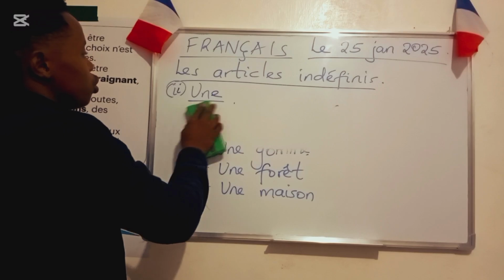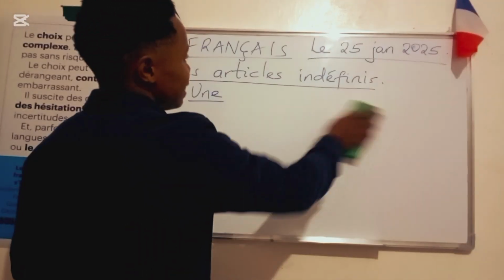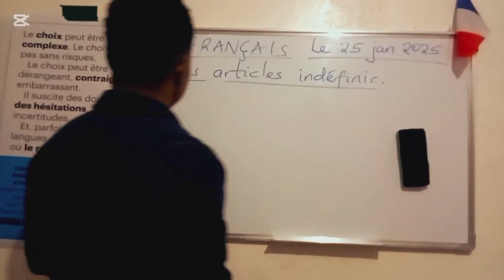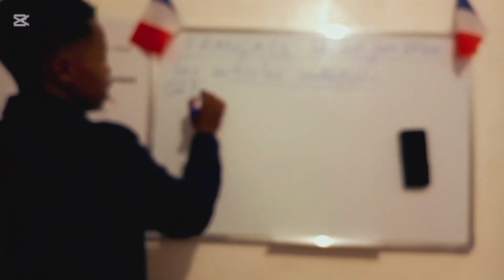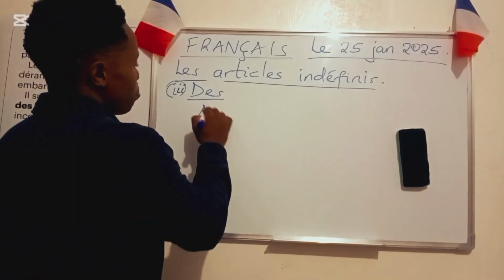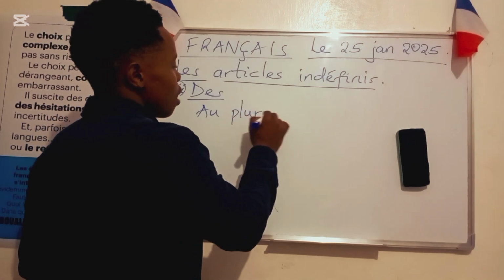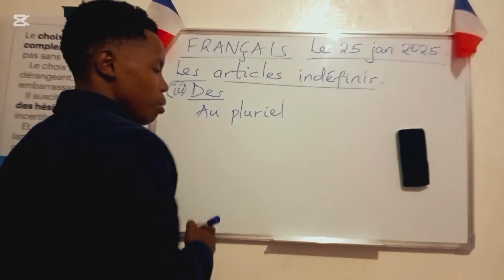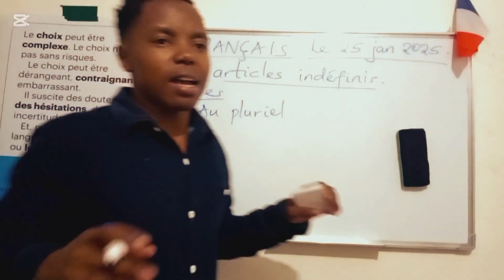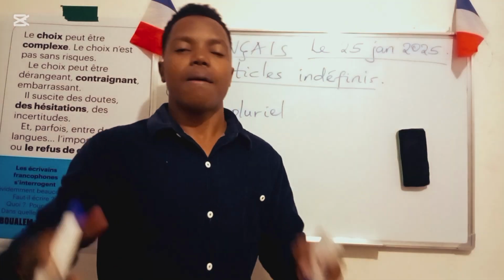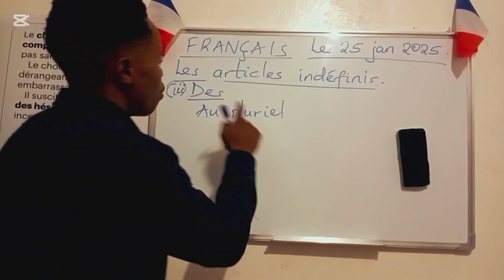Let's get down to des. We now note des. That is Roman number 3. Des. When do I use it? Avec les noms au pluriel. I will use it with nouns that are in plural. Par exemple, for example, it doesn't matter if the noun is feminine or the noun is masculine. I'm going to use it au pluriel.